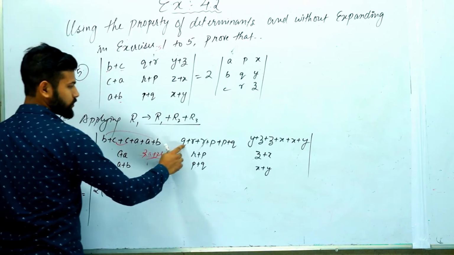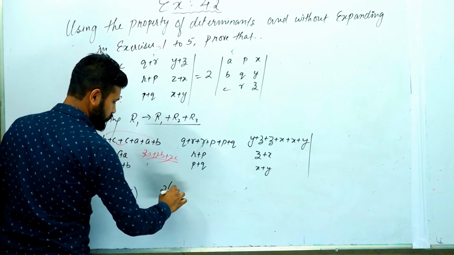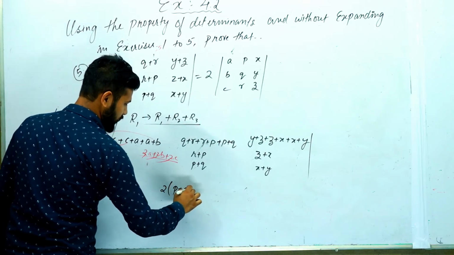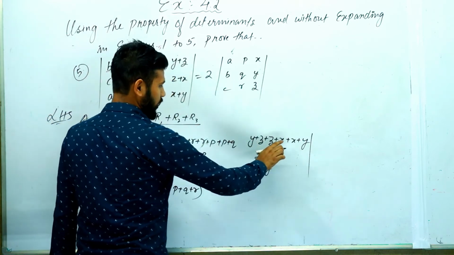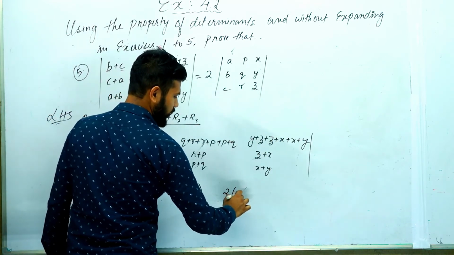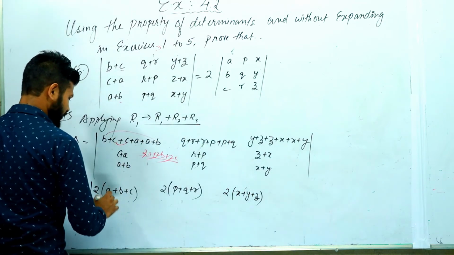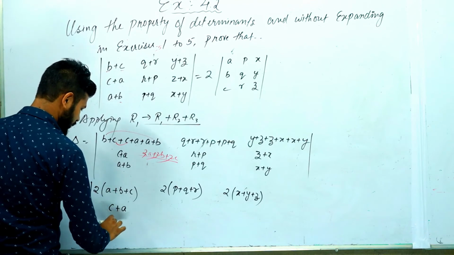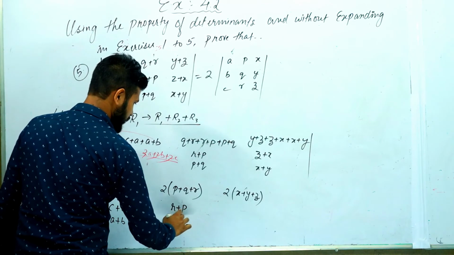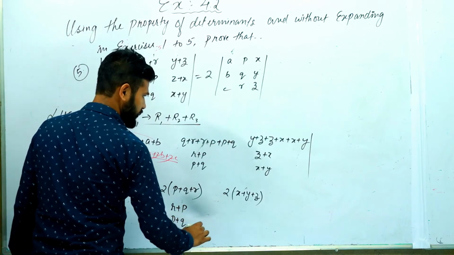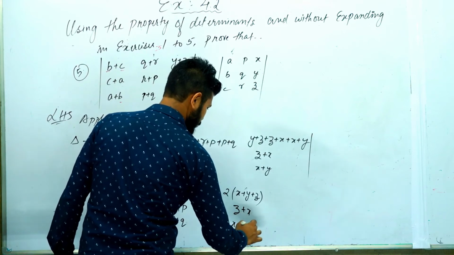Same thing goes for this also. 2P, 2Q, 2R. So let me write 2 common: 2 into P plus Q plus R. Same thing goes for this also. 2X, 2Y, 2Z: the 2 is taken common, 2 into X plus Y plus Z. That's all. So let us write the remaining factors. C plus A plus B. Here is also R plus P plus Q, and here is Z plus X plus Y.